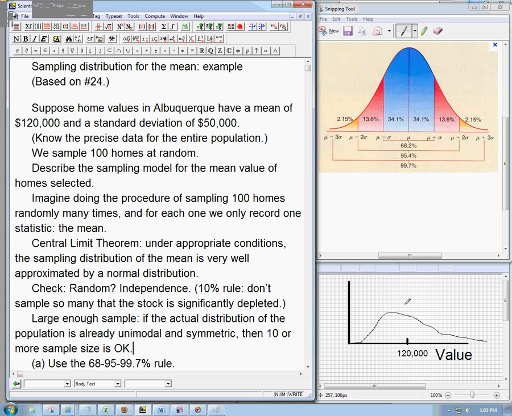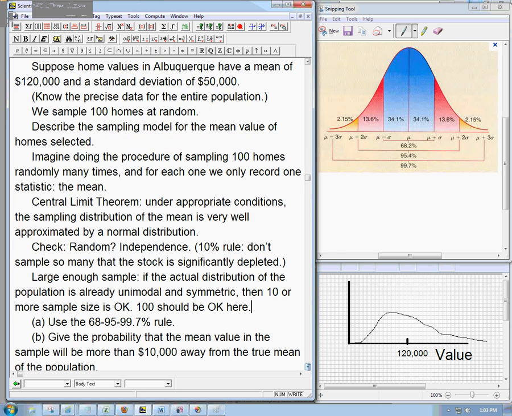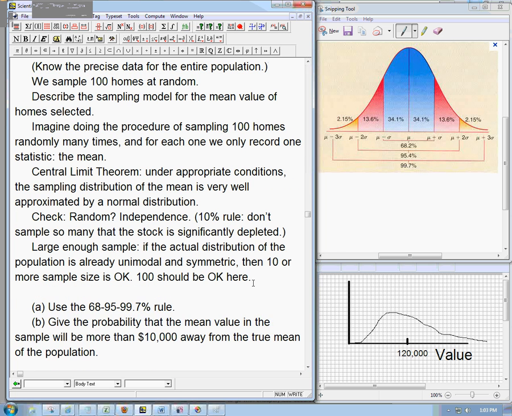In this case, it's not symmetric. It's been stated to be skewed, and we can see that it's not really very close to a normal distribution. It's not horrible. But guess what? We've got 100 homes in each sample. That's much more than 10. 100 should be okay here. It would have to be a ridiculously bad distribution for 100 to give us really bad approximations. It's unfortunate that we can't say too much more here. To say more, we'd have to get into some pretty subtle things about the mathematics. So that means that the CLT applies.